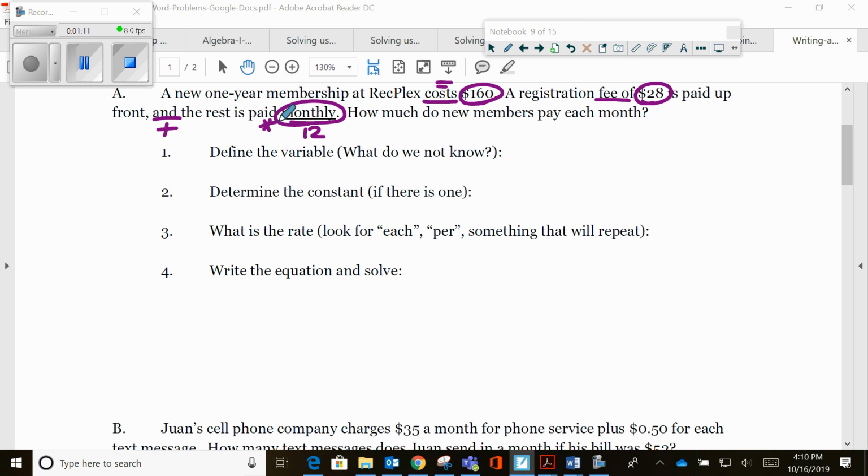Then we're going to B, box in the question: how much do new members pay each month? And E, eliminate any unnecessary information. In this case, we do not have any unnecessary information.